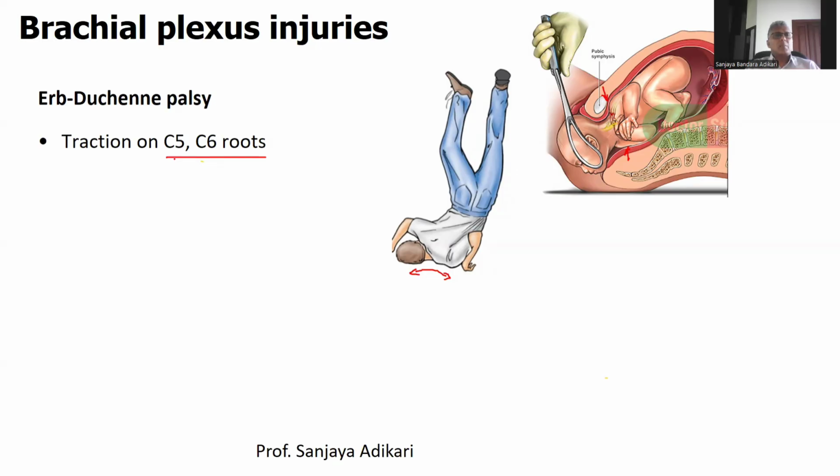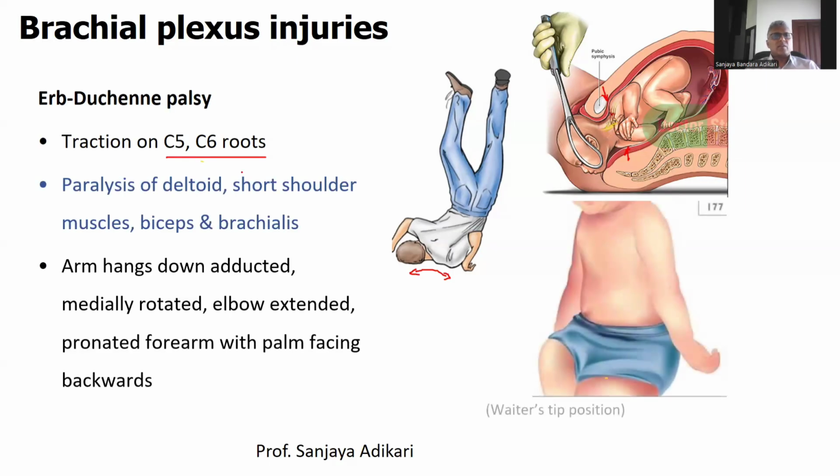So all the muscles supplied by C5 and C6 that we started with at the beginning of the lecture are paralyzed: your supraspinatus, infraspinatus, subscapularis, teres minor, and deltoid. All these main muscles of the shoulder are paralyzed. Therefore, the clinical feature, the deformity itself, is called Waiter's tip position. You know this.